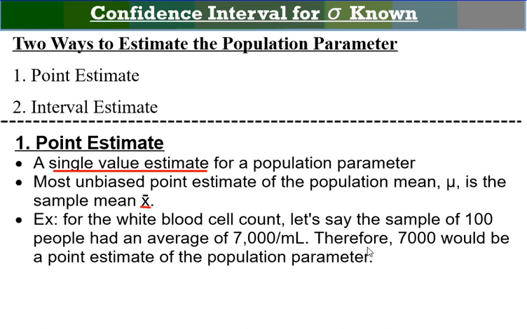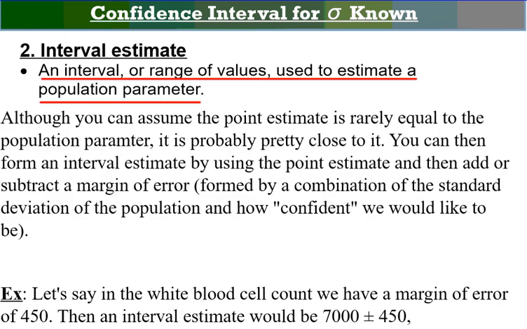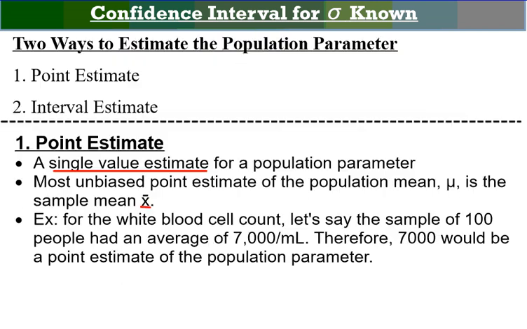Therefore, 7,000 would be our point estimate of the population parameter. We don't know what the population parameter is. Maybe it is 7,000. Maybe it's 7,500. Maybe it's 12,000. We don't know because we can't sample everybody. So we sample 100 people, and we're going to use that point estimate as our best guess for the true population parameter. So that's one way that we can estimate the population parameter.